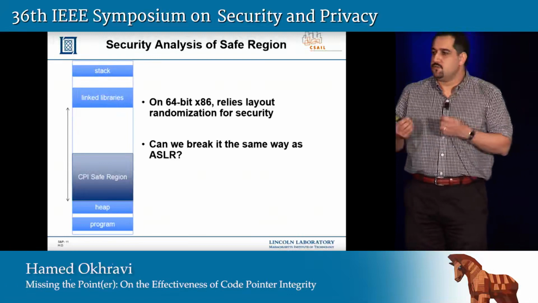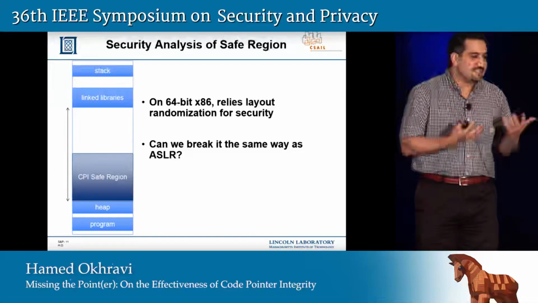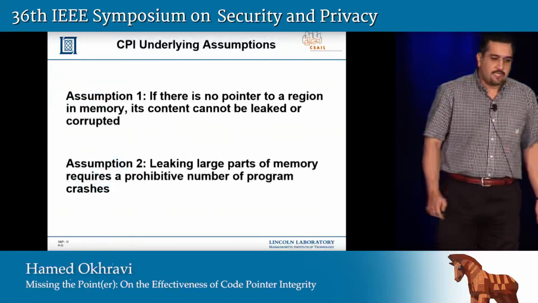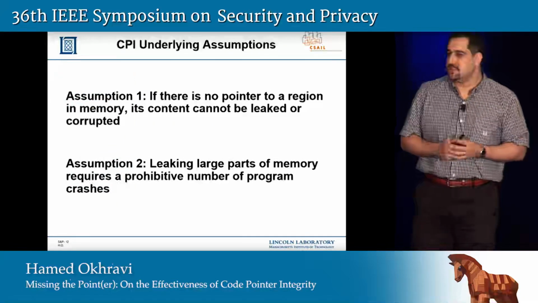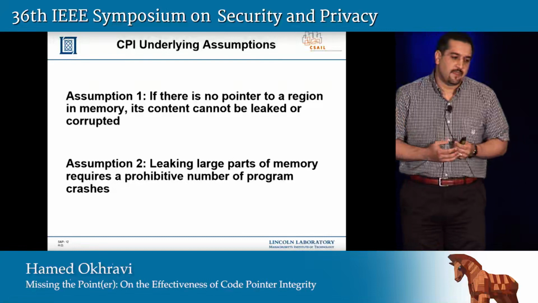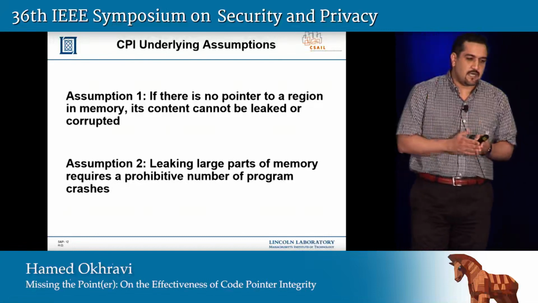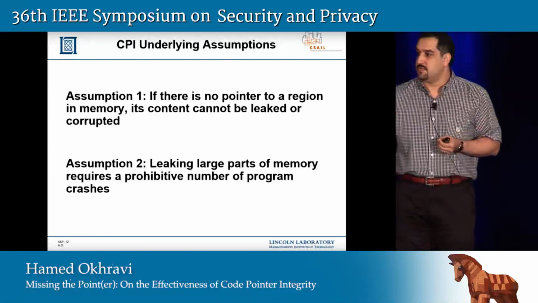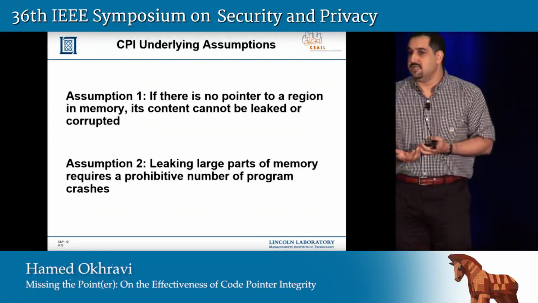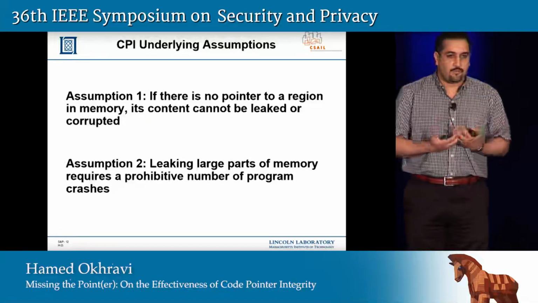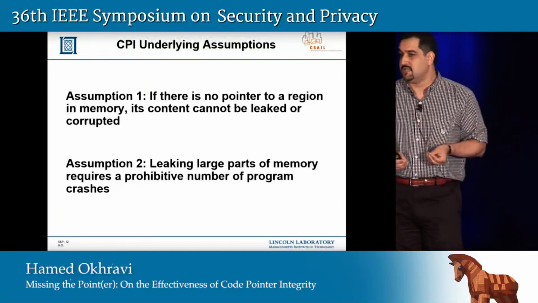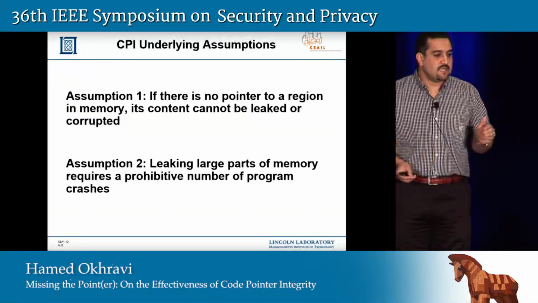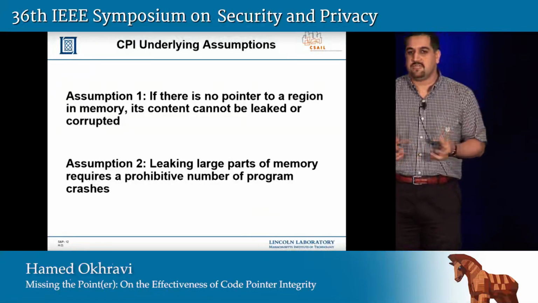But if ASLR is weak because it can be leaked and attacked, the question is, can CPI be attacked the same way? In order to answer that question, we have looked at two implicit assumptions behind the CPI technique. The first one is that in CPI, they specifically make the point of removing any reference from the code to the safe region so that those references or pointers cannot leak. And the assumption there is that if there is no pointer to the safe region, its content cannot be leaked or maliciously modified. And the second assumption is that leaking large parts of memory requires a prohibitive number of crashes.